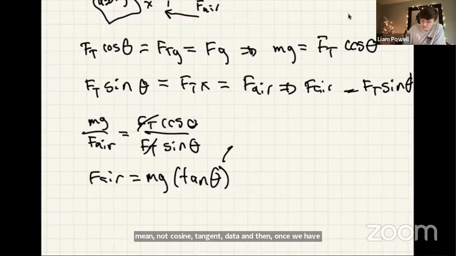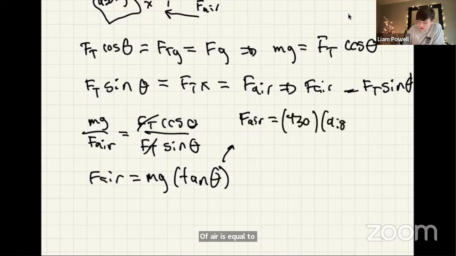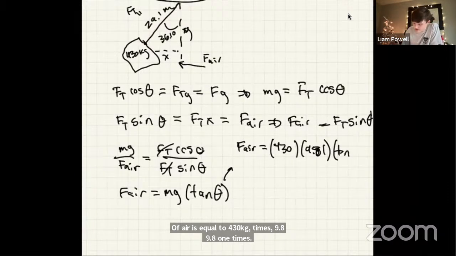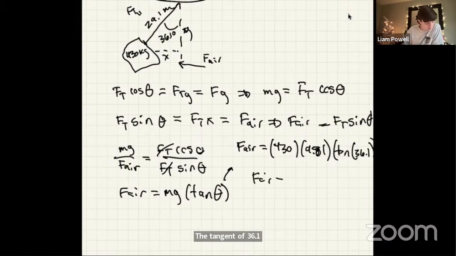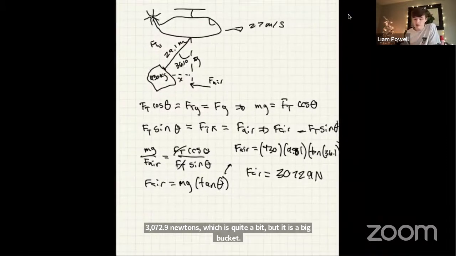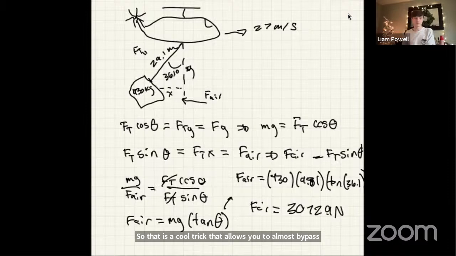So the force of air is equal to 430 kilograms times 9.81 times the tangent of 36.1. And then the force of air is equal to 3,072.9 newtons, which is quite a bit, but it is a big bucket that weighs 430 kilograms. So that is a cool trick that allows you to almost bypass everything and just divide by tangent and multiply by mass times gravity.